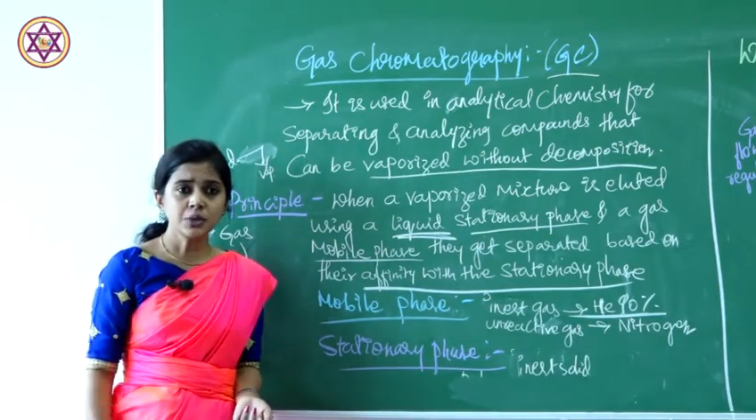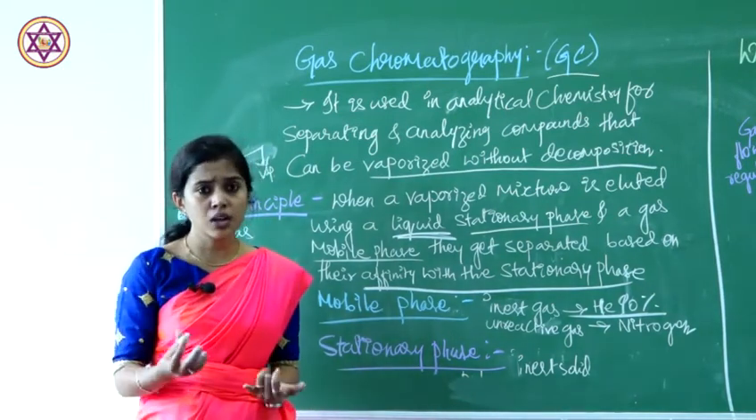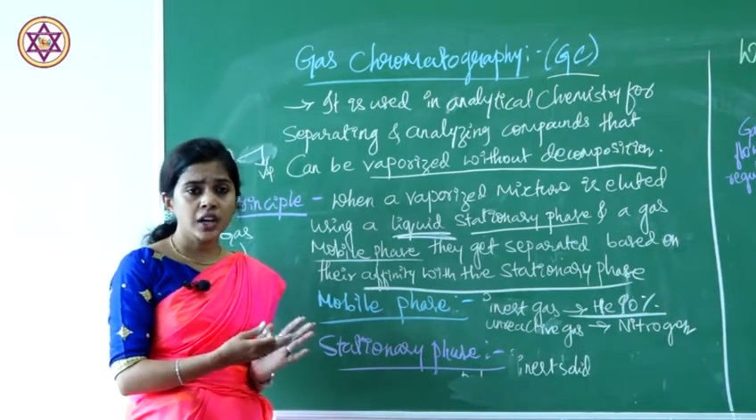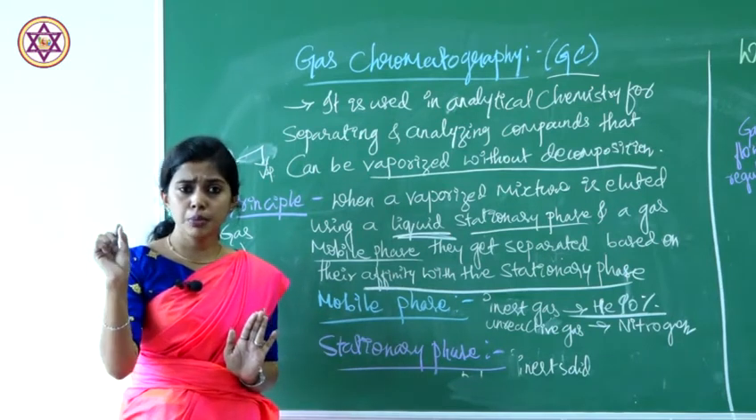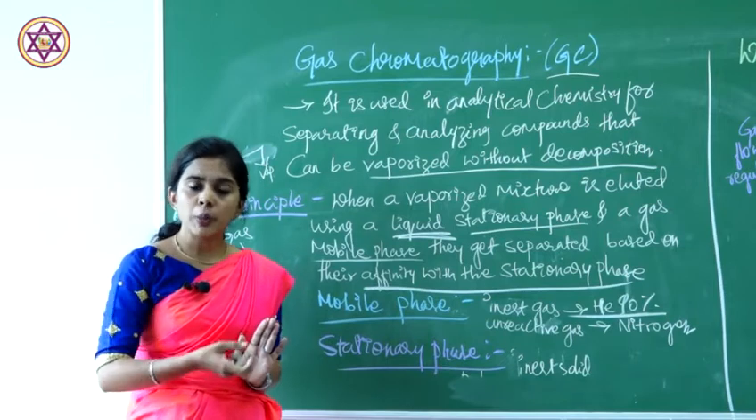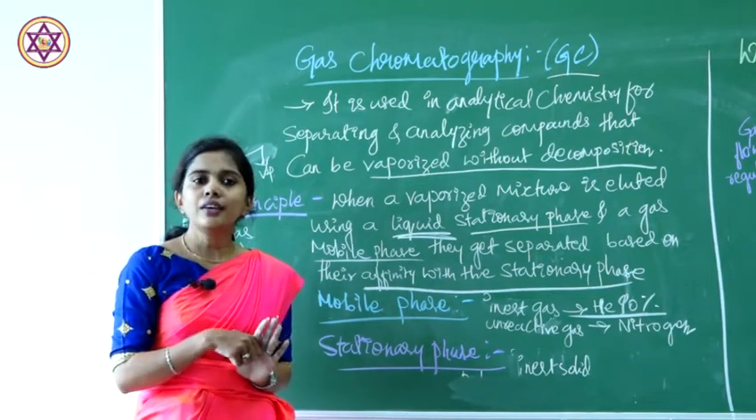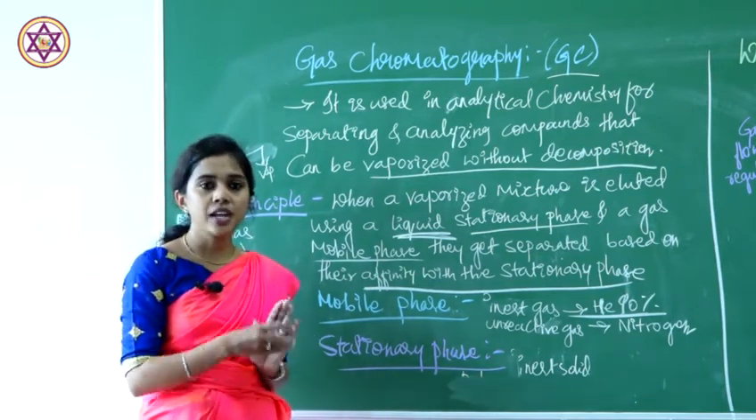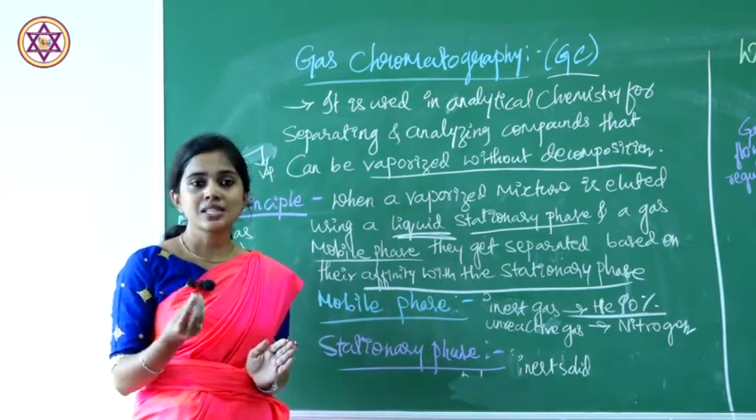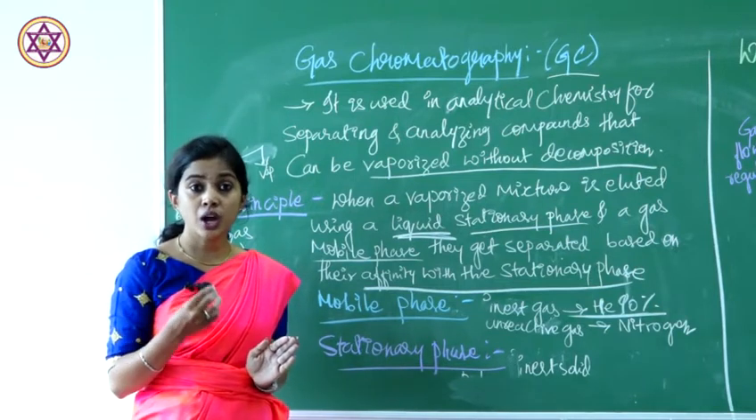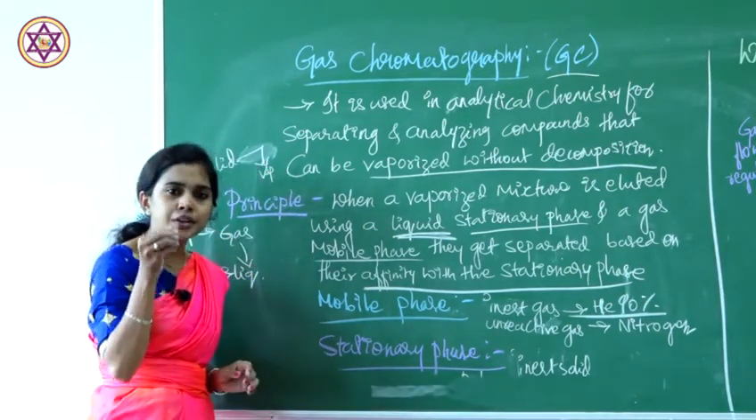Then the stationary phase is a very thin layer. In TLC, thin layer chromatography, we observe a thin layer of silica gel, that is 1 micrometer. In column chromatography, we fill the column with the stationary phase, that is silica. Here also the stationary phase should be an inert substance like calcium oxide, or it can be polystyrene, but it should be a very thin layer.